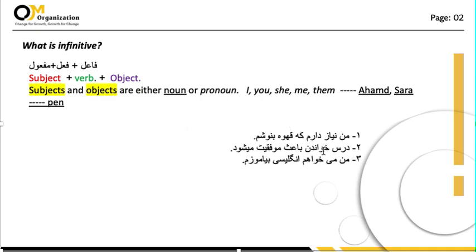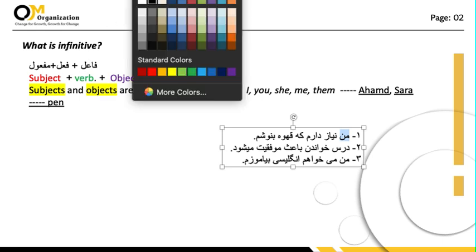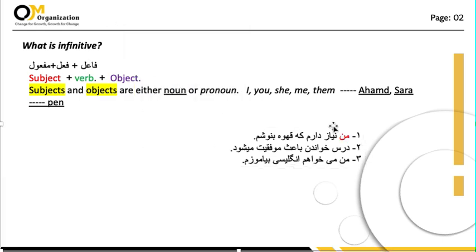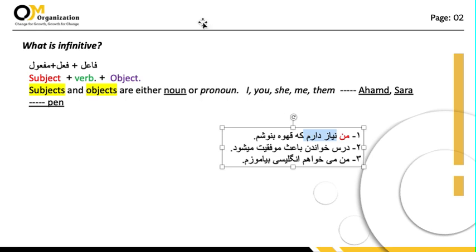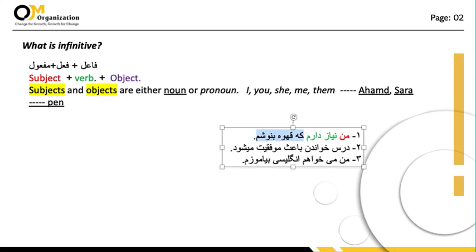First, let's talk about the Persian structure. When we're talking about this structure, first of all, we have من. This من, I want to make it red. It's the subject, right? So now we need the verb or the فعل. This is our verb: که قهوه بنوشم. Now look at what is here. It's مفعول, so it's our object.